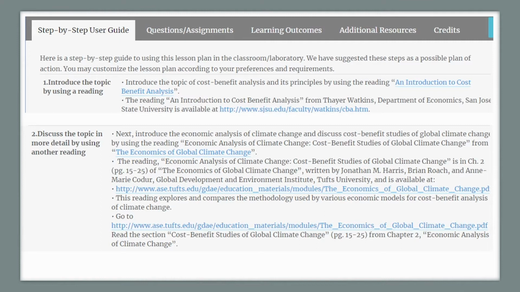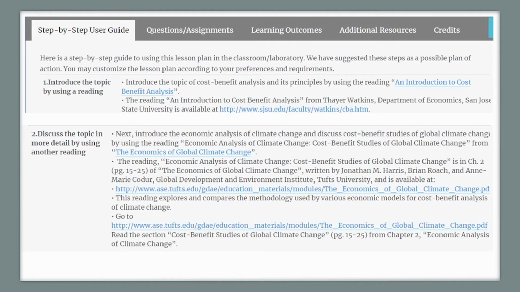First, use the reading titled An Introduction to Cost-Benefit Analysis to introduce the topic and its principles. This reading, titled An Introduction to Cost-Benefit Analysis, has been produced by Watkins from San Jose State University.